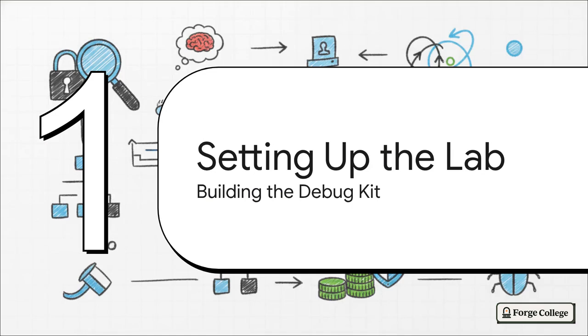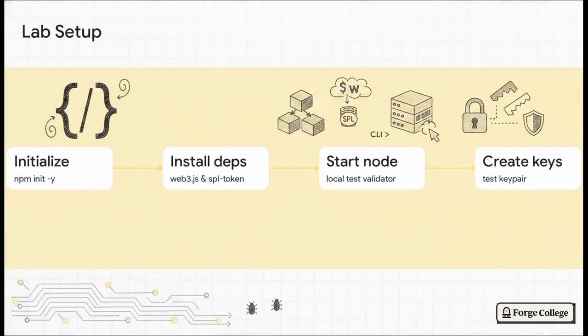Moving on to part 2, setting up the lab, building the debug kit. So to study this kind of explosive failure, we really need a safe bunker. We need a deterministic local test environment. We absolutely can't just experiment on a live network where variables are constantly shifting around. Setting up our forensic lab takes just a few precise steps.